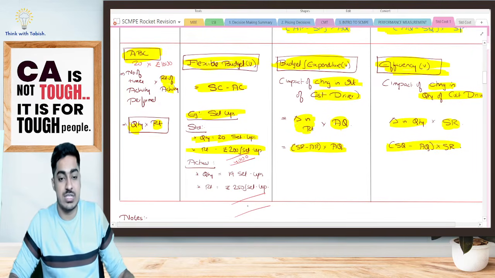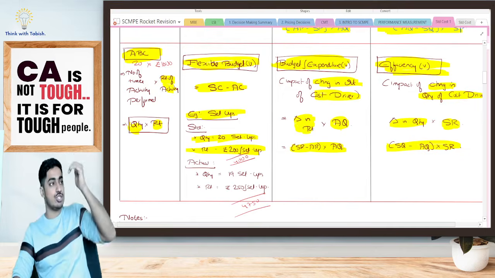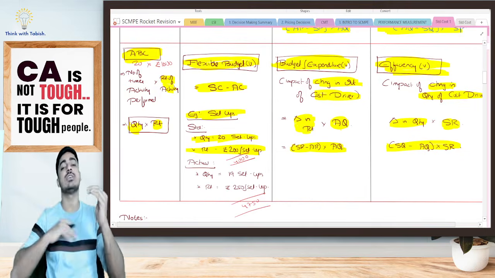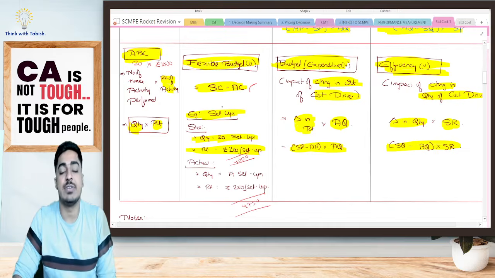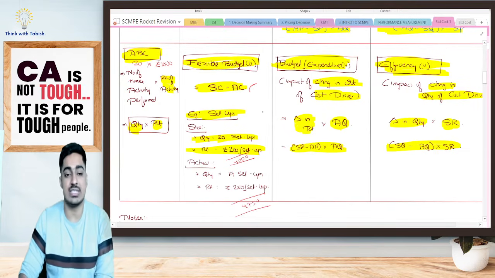It is 4,750. Yes or no? So you thought cost should be 4,000, but actually it is 4,750. 750 extra you incurred. Overall, your flexible budget variance is 750 adverse. Now two reasons are there, students.